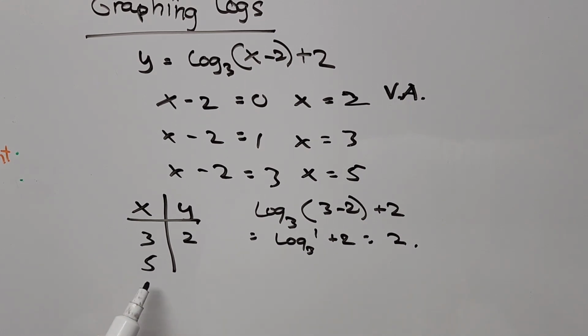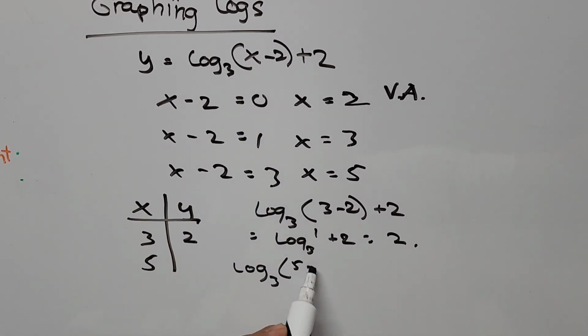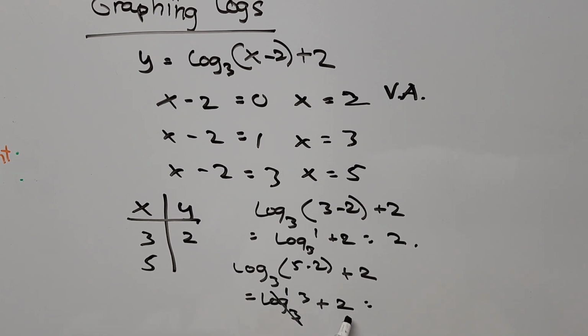And when the x value is 5, we have log base 3 of (5 - 2) + 2. So this is equal to log base 3 of 3 plus 2. Log base 3 of 3 is 1, so that is 1 plus 2, which is 3. So y is 3. Now we have all the things that we need to know, so we can plot the logarithm.